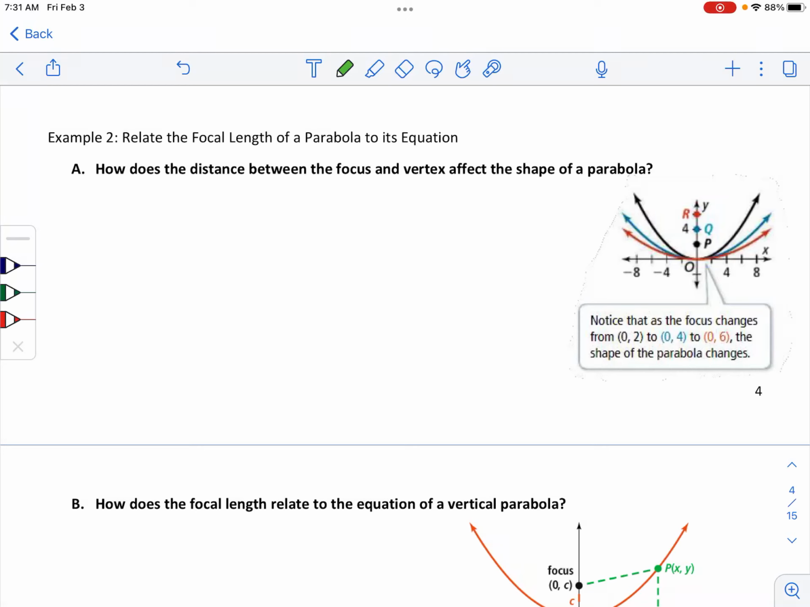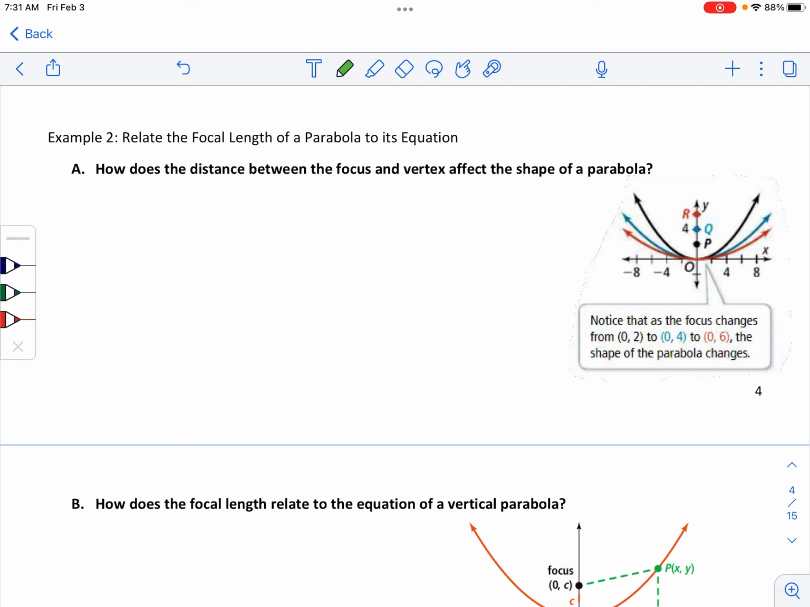So for example 2, as we talked about before, there's that distance from the directrix to the vertex. In that same manner, we're talking about the distance between the focus and the vertex. Those have to be equal, and that's called the focal length, which is also known as C.